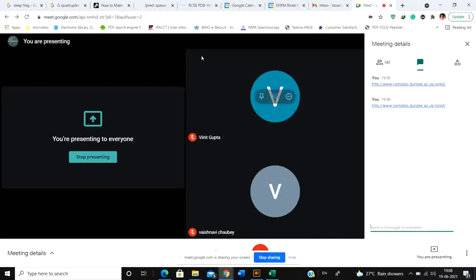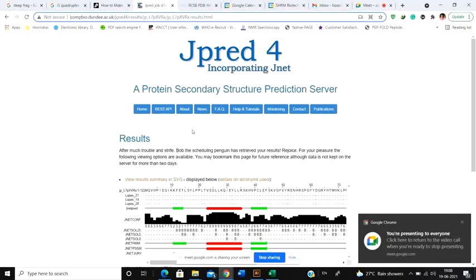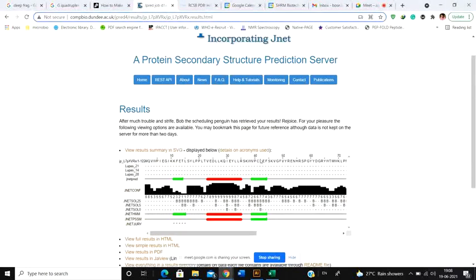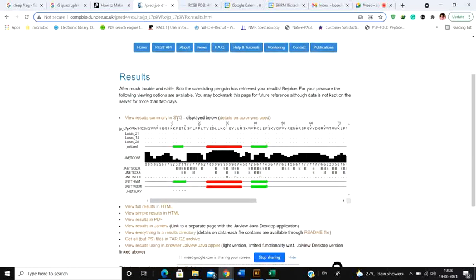Okay, it's going to open up a server that will allow us to predict the secondary structure. It takes some time to visualize the data, and after that you get this result. Now let's explain this result. This is the basic summary. It is predicting that this is your protein sequence, MVQWP, and it predicts which part of the amino acids has which structure.